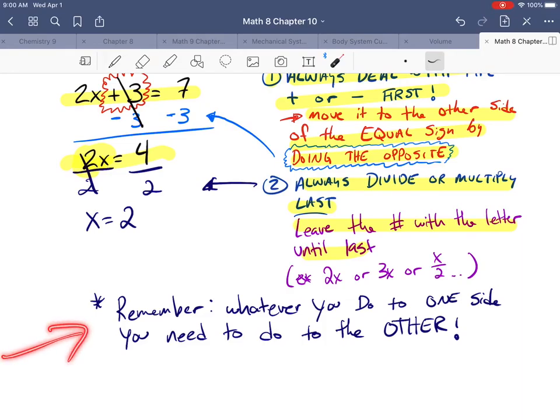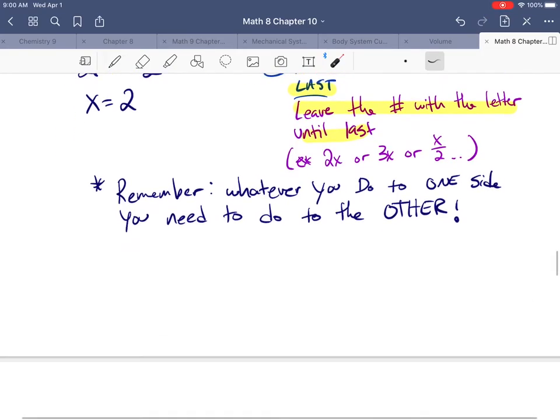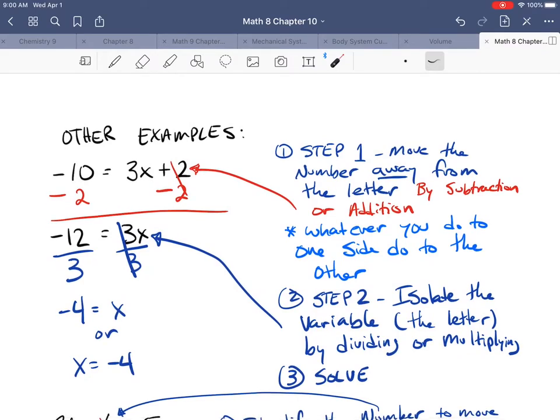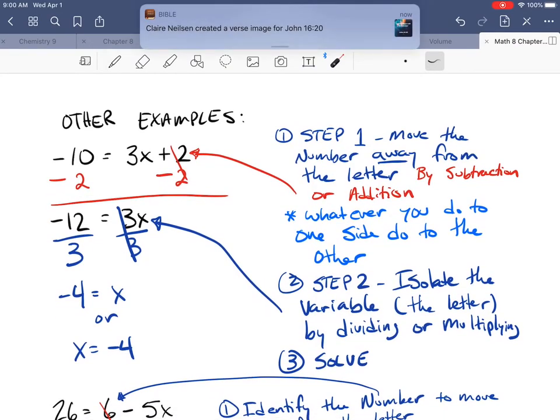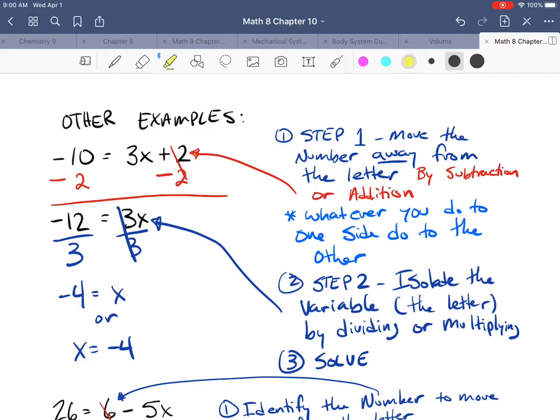Remember, whatever you do to one side of the equal sign, you need to do to the other. You're going to hear me say that over and over again. You always have to do the same thing on both sides. So in this case, we divided by 2, and so we have to divide by 2 on the other. There are some other examples that have some weird scenarios, so I just wanted to give you that right here.